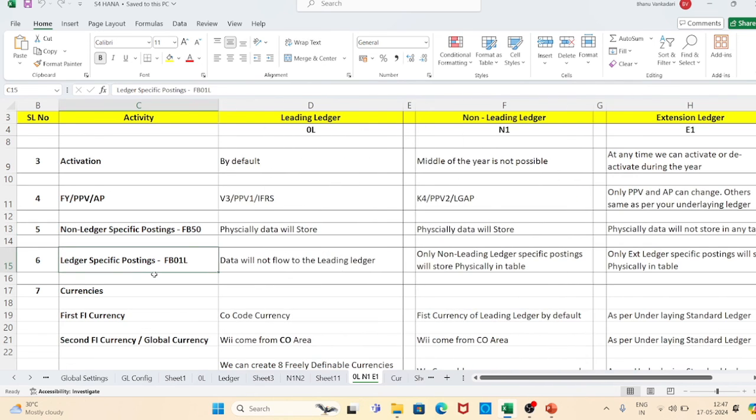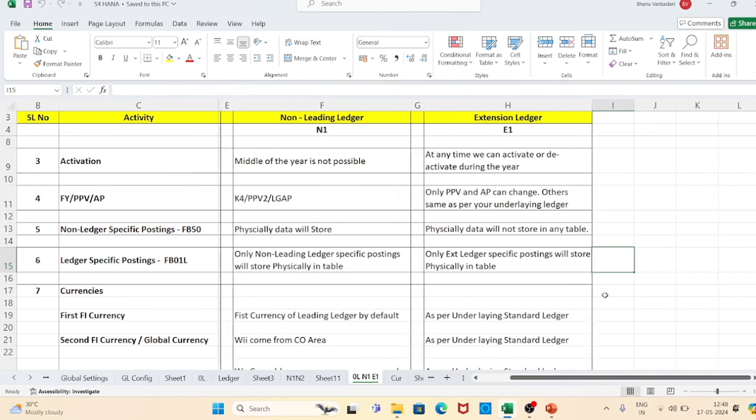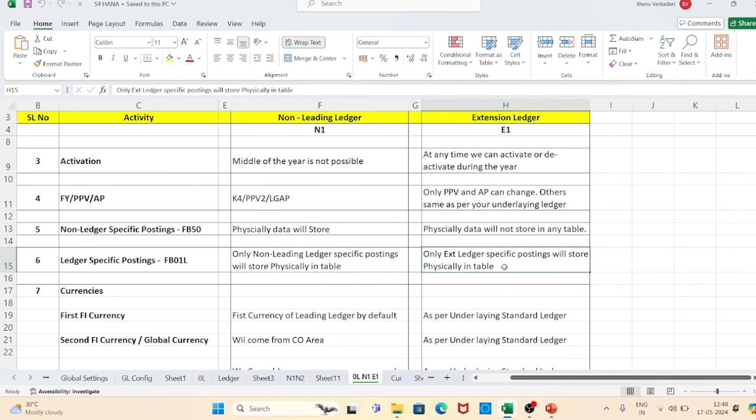Specific ledger postings in FB01L. If you post any ledger-specific entry, whether for a non-leading ledger or an extension ledger, that data will not flow to the leading ledger. In the non-leading ledger case, only non-leading ledger specific postings will be stored physically in the table ACDOCA. Similarly, for the extension ledger, only extension ledger specific postings will be stored in the physical table, that is ACDOCA.